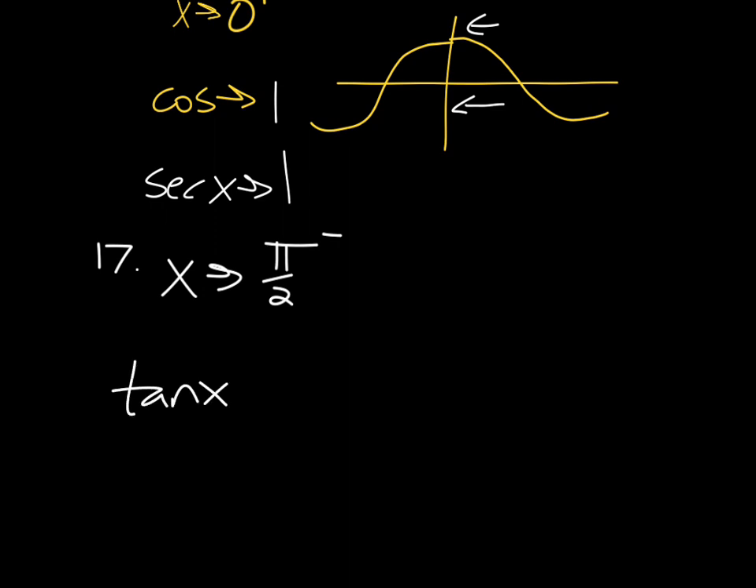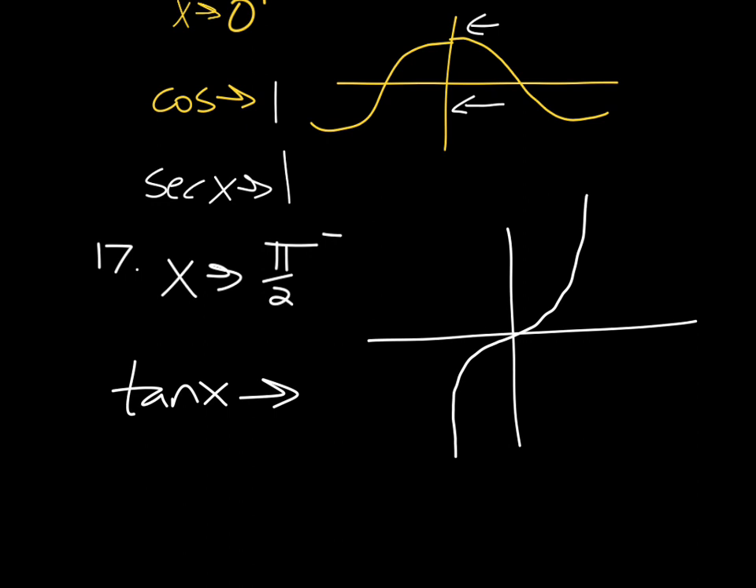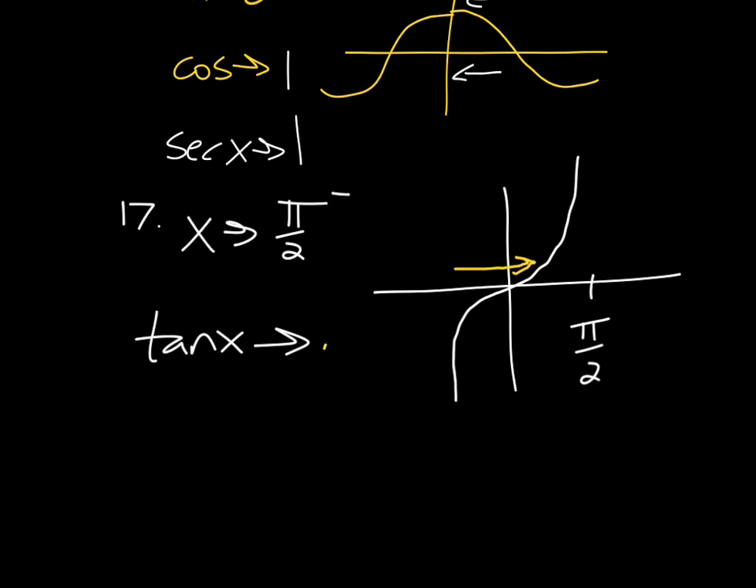All right, so let's look. So again, this is saying as x approaches pi over 2 from the left. All right, so let's remember what that looks like. So this is tangent, and this is pi over 2. Okay, so then as we're moving down this direction, what is tangent approaching? Infinity, positive infinity. Okay. Is that okay?